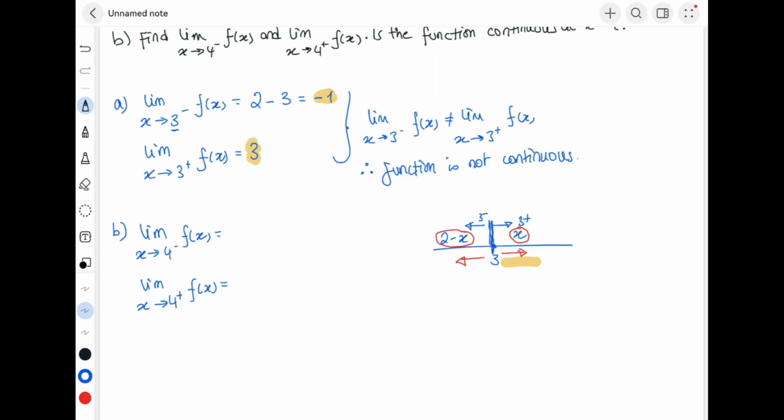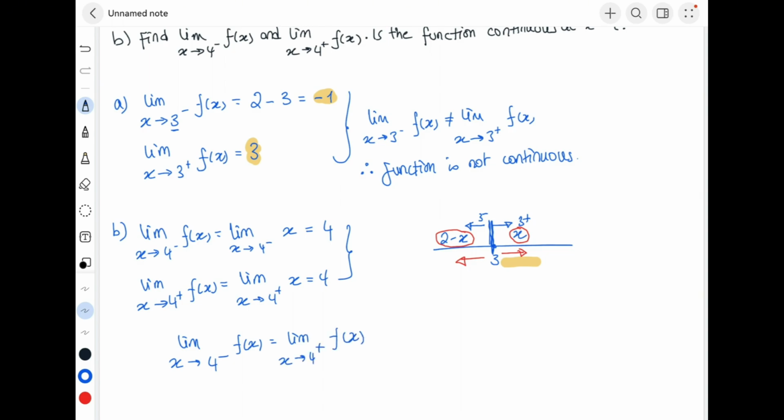Now, as we said, we directly replace into x. So we'll have the limit as x tends to 4 minus of x, which means 4. And the limit as x tends to 4 plus of x, which is also 4. And now, as we can see, the limit as x tends to 4 minus is equal to the limit as x tends to 4 plus, which is equal to 4. Therefore, our function f is continuous at the value x equal to 4.